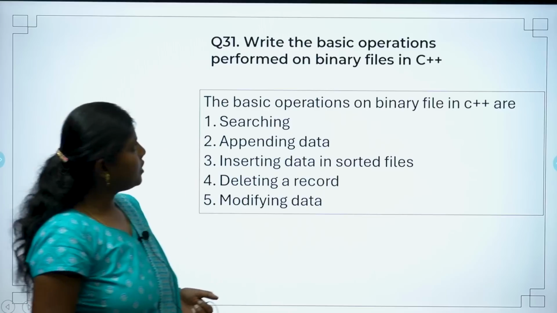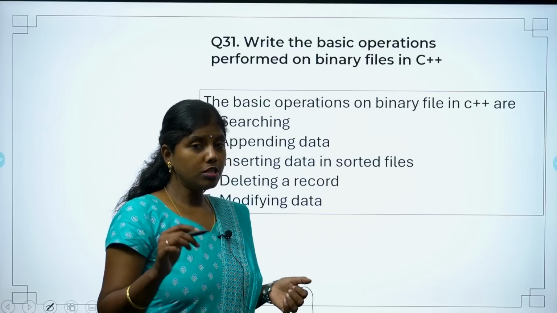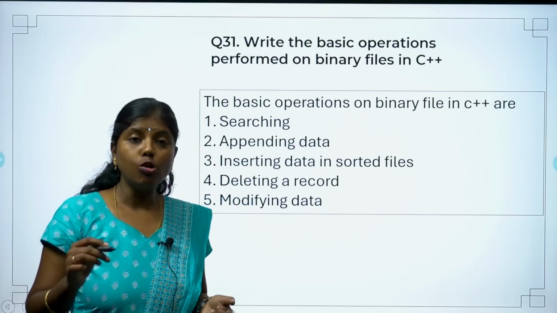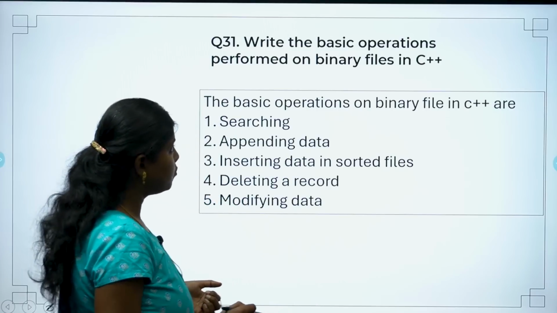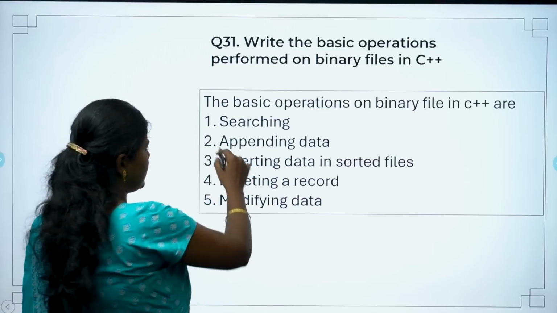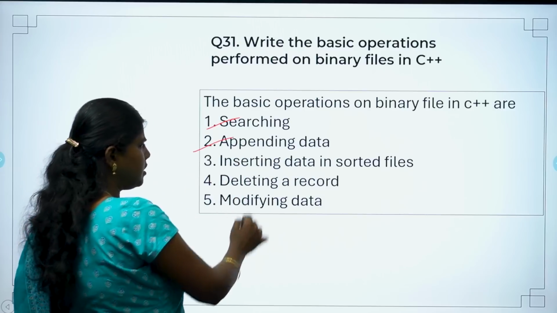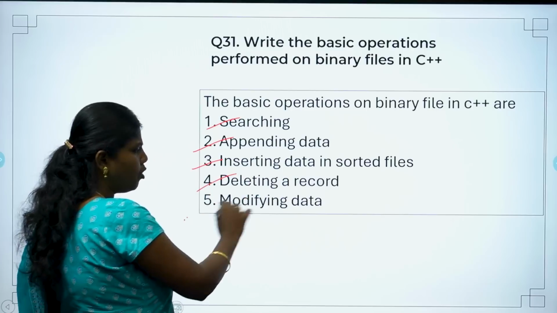So we have the 31st question. Write the basic operations performed on binary files in C++. The most commonly asked question, and it is repeated also. Is the point clear? So what are the basic operations performed on binary files? We can search for some element in the binary file. We can append some data, insert data in sorted files, delete a record, and modify data.